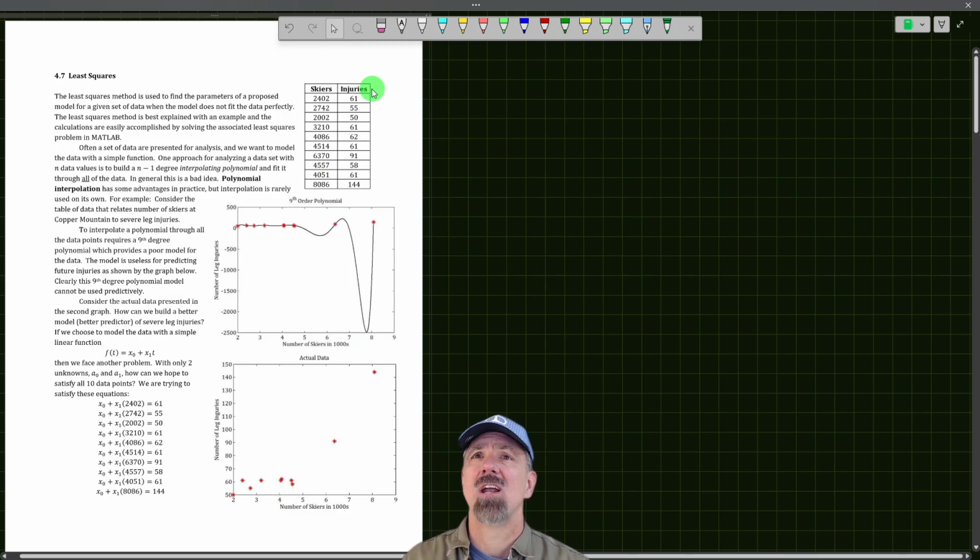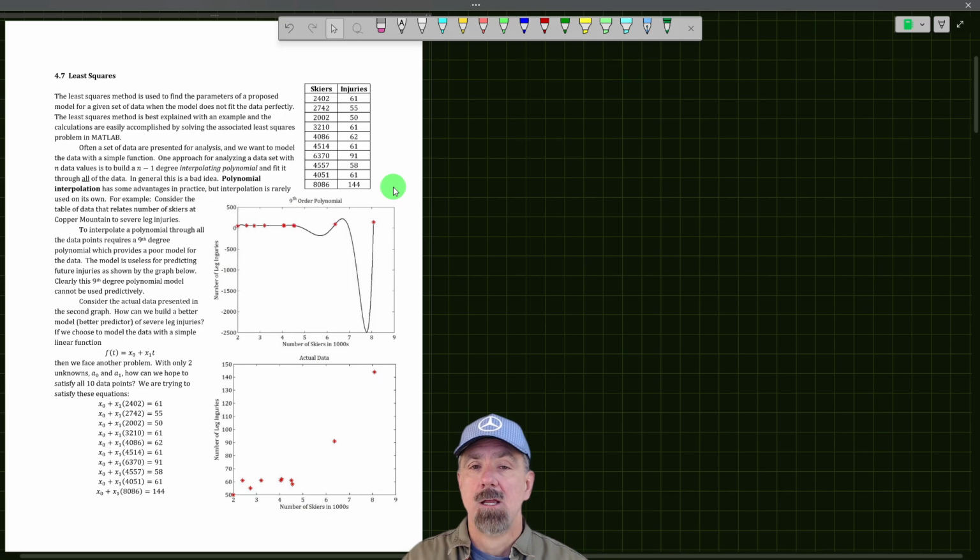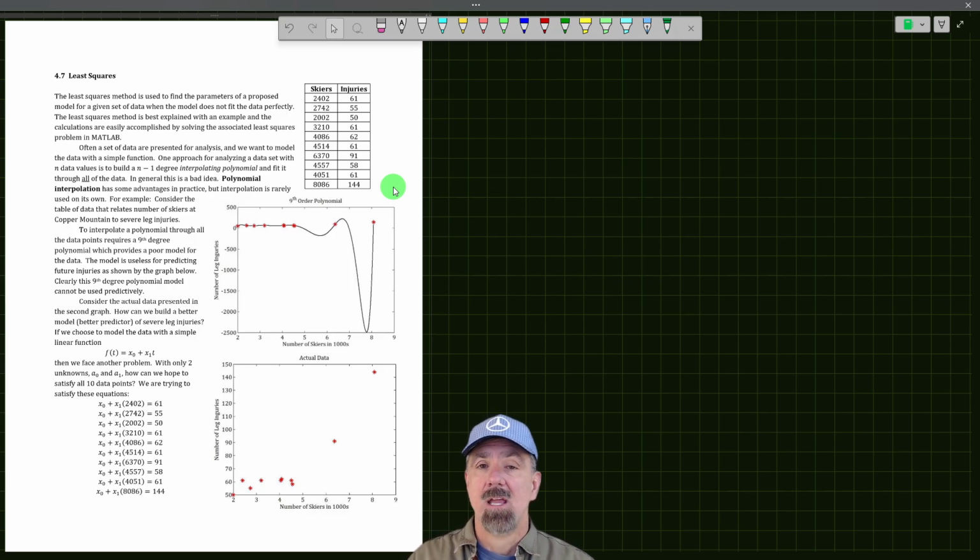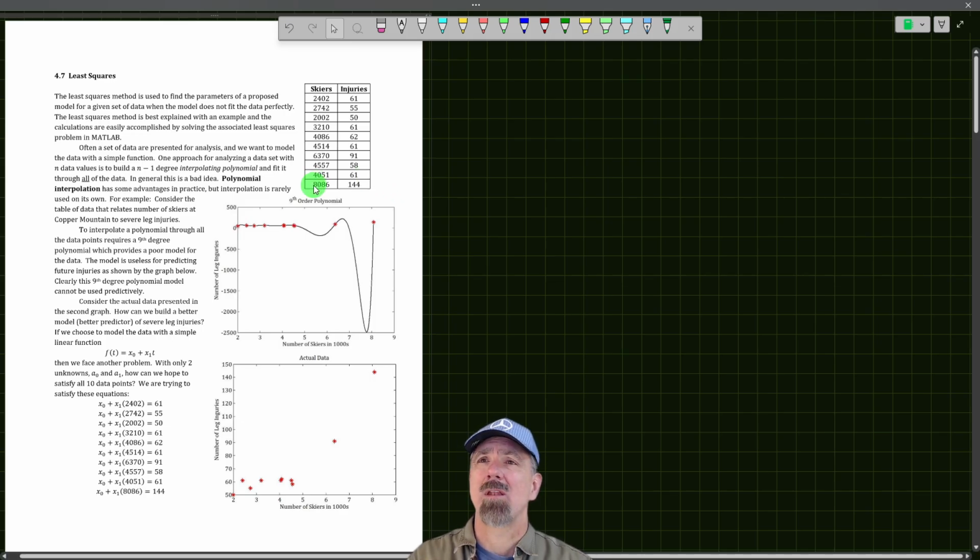And what we have here are a set of data that comes from skiing on Copper Mountain. And what we have is the number of skiers that show up on the mountain and the resulting number of leg injuries. And what we want to do in order to help out the people at Copper Mountain is to model the association between the number of skiers and the number of leg injuries. This is important for manning considerations. How many people do we need in the hospital given that we think there are going to be a certain number of skiers on the mountain? In order to come up with that, we need to model the data.